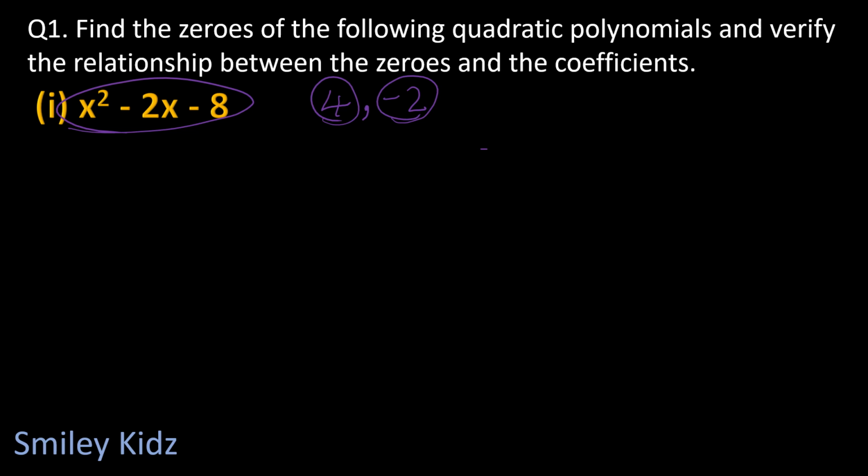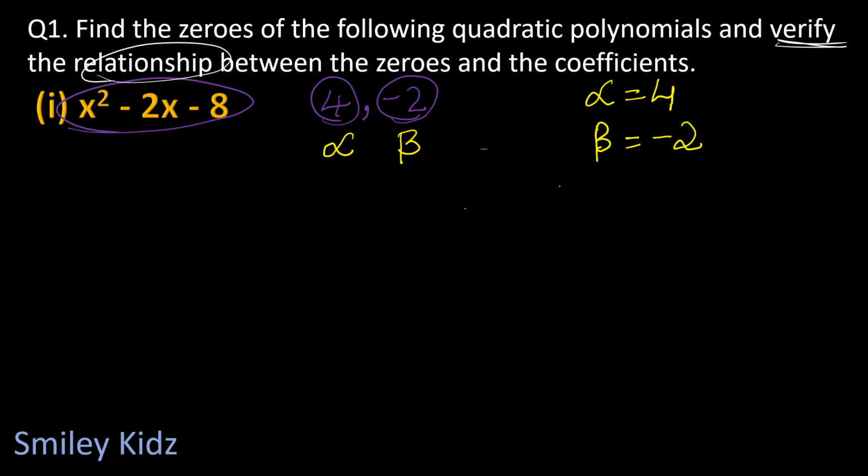Now wait, we are not yet done with the question. They are asking us to verify the relationship between zeros and the coefficients. Now, let's suppose one of the zeros is alpha and the other is beta. That means alpha is 4 and beta is minus 2. This alpha and beta are nothing but the zeros of the quadratic polynomial x squared minus 2x minus 8, isn't it? Now we're going to verify the relationship between the zeros.